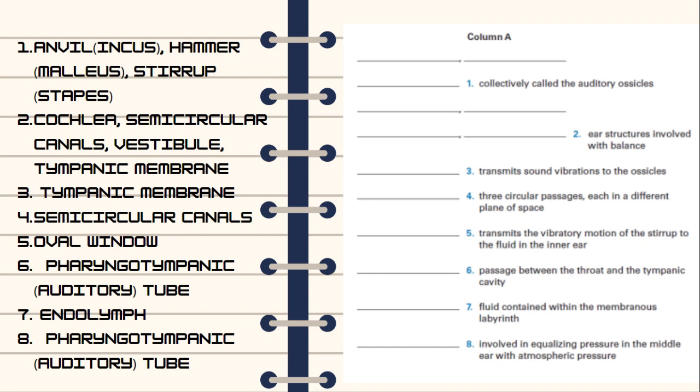Fluid contained with the membranous labyrinth. Endolymph. Number 8. Involve the equalizing pressure in the middle ear with atmospheric pressure. Our answer is pharyngotympanic auditory tube.